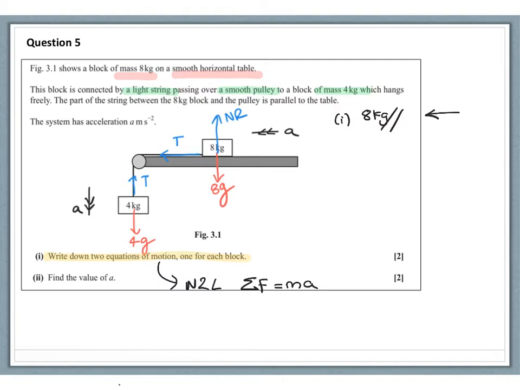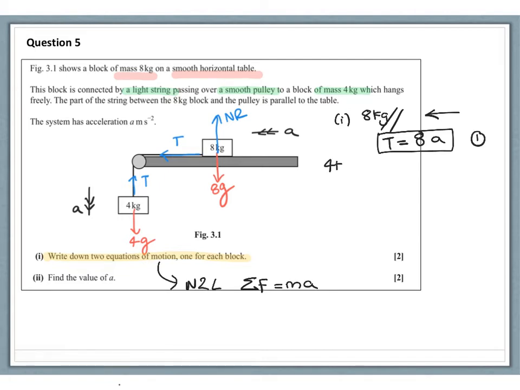be the positive direction. Now vertically, the forces acting on the 8 kilogram block are balanced. The normal reaction is equal to the weight of 8g. Nothing much interesting is happening vertically, but there is movement horizontally. There is an acceleration, and the resultant force is simply equal to T because there are no other horizontal forces acting. This equals the mass of the object 8 multiplied by the acceleration a, and we have one equation.